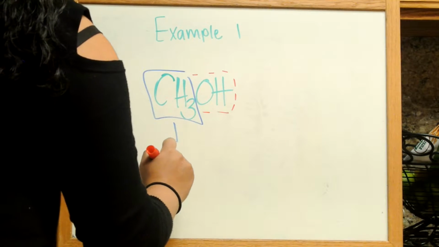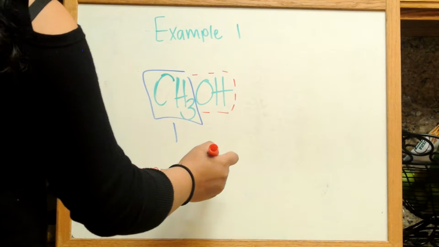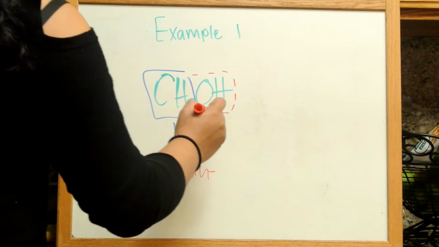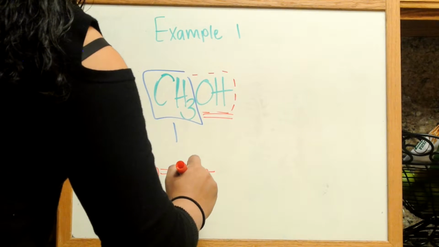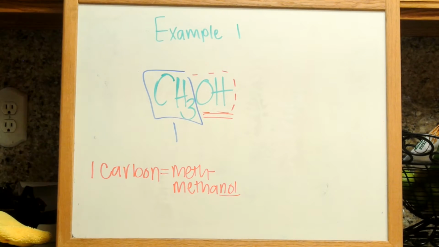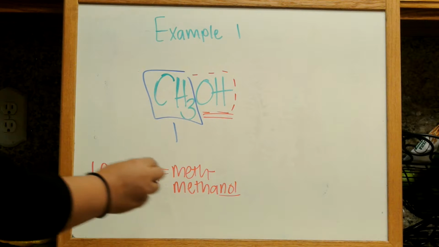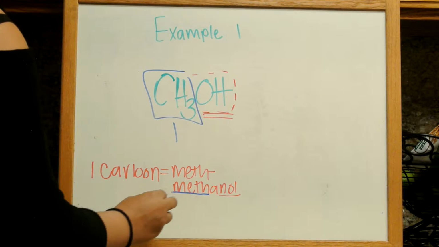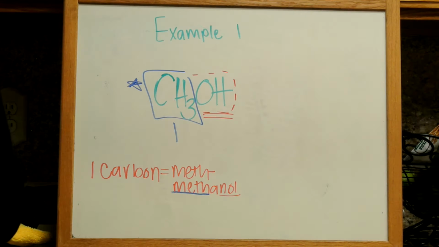Something that helps me is writing down the number of carbons. In this case, I have one carbon. One carbon equals the prefix meth. Then I have to remember I have an OH at the end. That means I will have to change my parent chain name from methane to methanol, the OL.